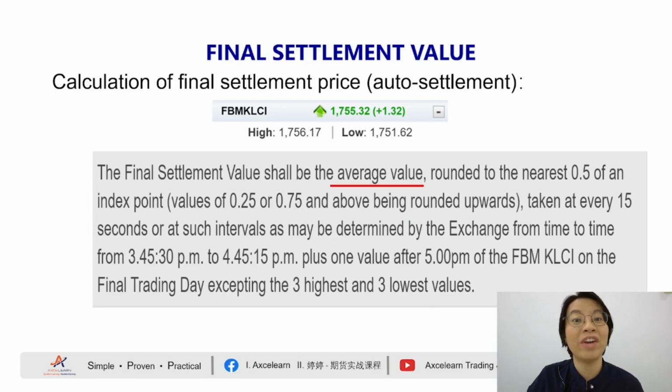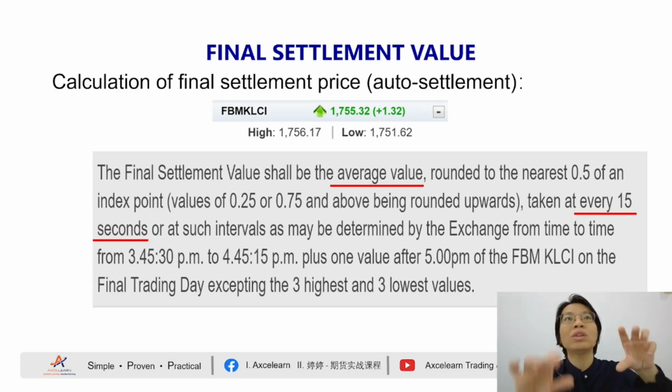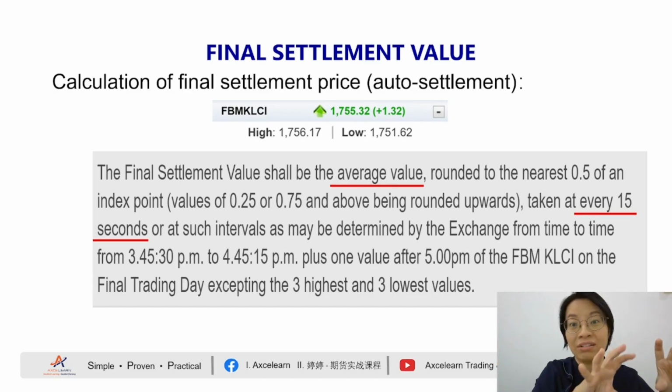First is average value. We need to total it up, then we take the average. And these average values we take every 15 seconds. Can you see? Because the index changes every 15 seconds. So every 15 seconds we take the index, then we total up, then we average it out. That's what we mean by average value.